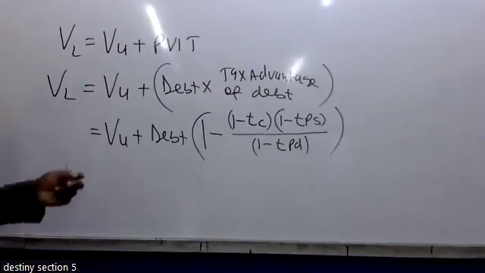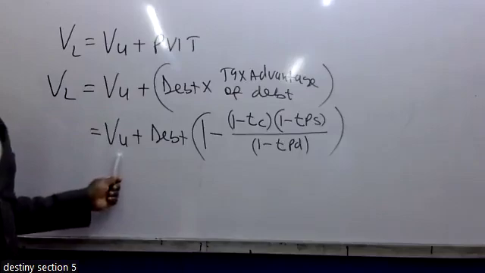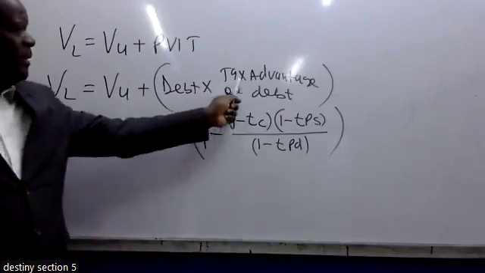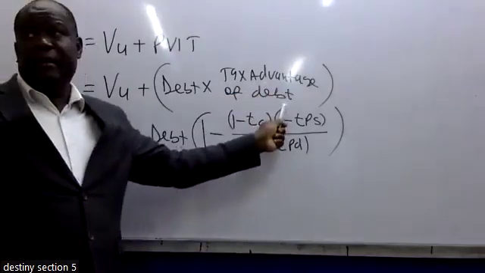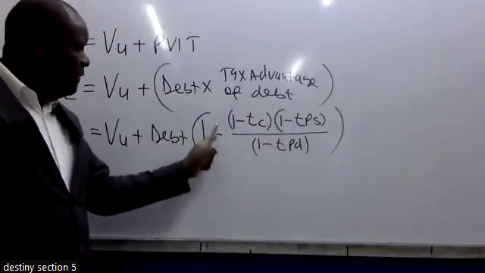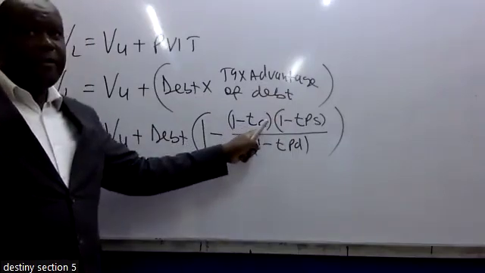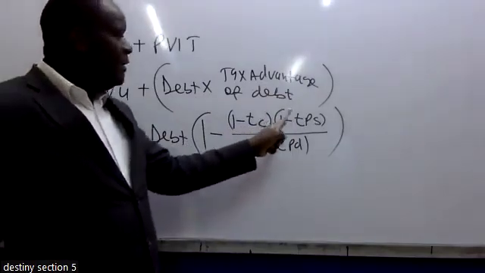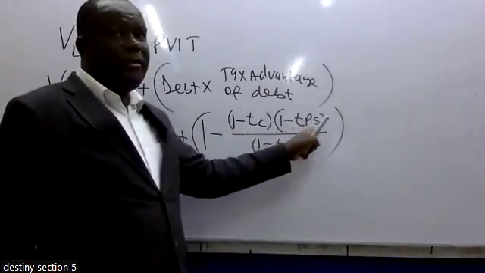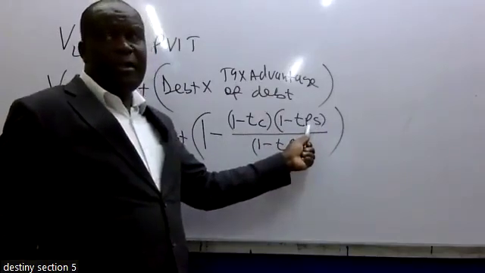So now to get the value for the levered firm, it is the value for unlevered, then debt is the same. But now this part is the tax advantage for the debt. The tax advantage for the debt is given by 1 minus the corporate tax, then 1 minus the personal tax rate on the common stock income.